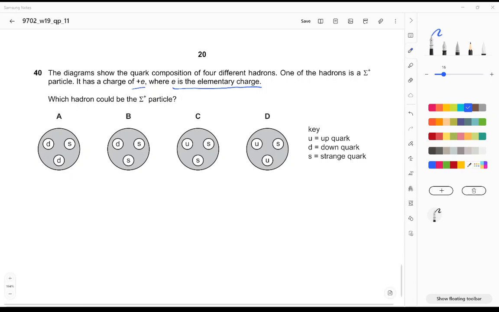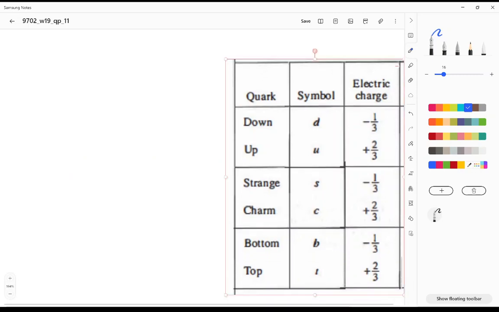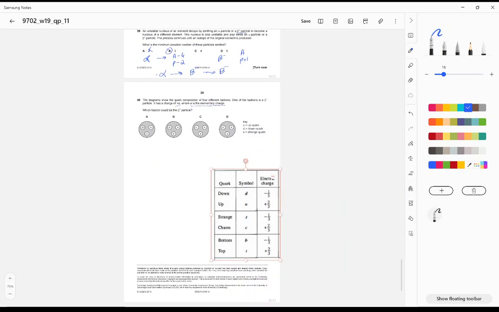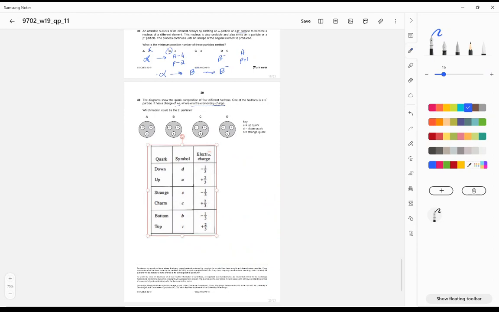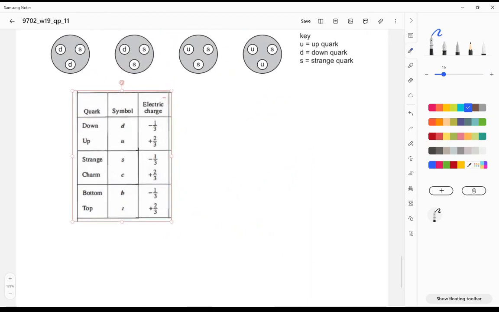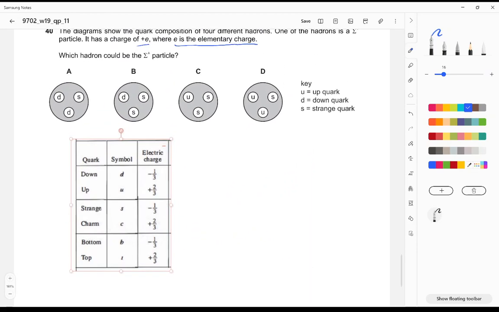So I have everything with me now. Let's just go back and paste it over here. And this time we have the table with us. So I'm going to be using this table, and I'm going to make this table slightly smaller so that we can work this out. Okay, let's just go over these options.